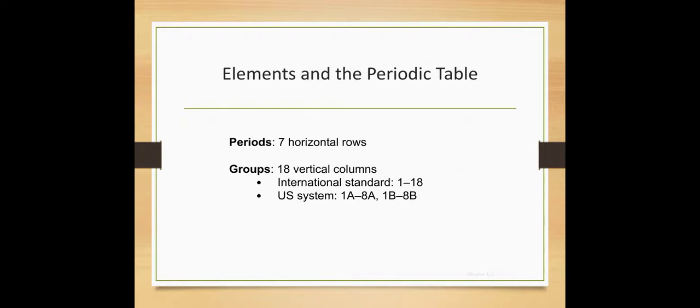So, elements and the periodic table. There are periods and groups in the periodic table. Periods are basically the 7 horizontal rows, and groups are 18 vertical columns. There are two standard systems. International standard: in the international standard, the periodic table has groups 1 to 18. But according to the US system, the periodic table has groups 1A to 8A and 1B to 8B.